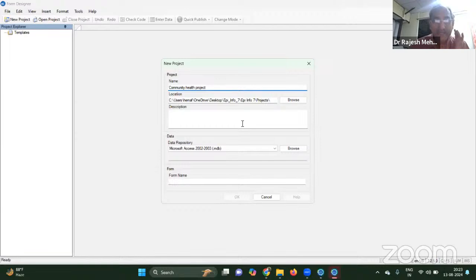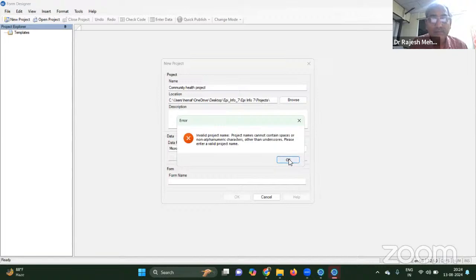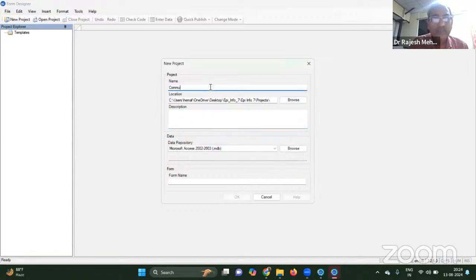So first you need to write down where it is going to be located. It is under the C drive. I will be writing it right now, but you should understand where it is saving. Otherwise, it will be very difficult to retrieve later on. And let's say that here we are saving it. CHP doesn't allow us to keep a space in between.